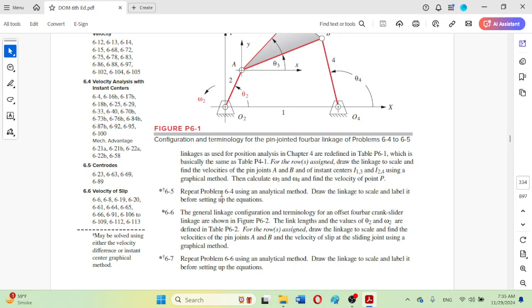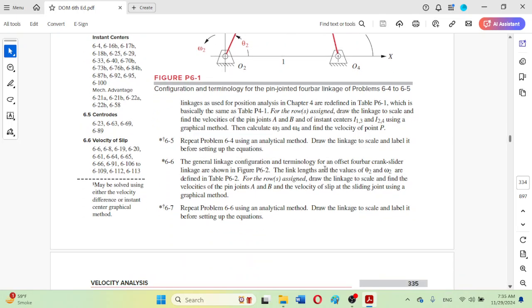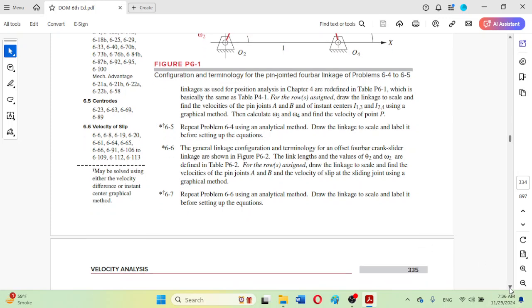After that, problem 6-5 states to repeat the problem 6-4 using the analytical method. So this is already covered in chapter number 4, so leave this problem 6-5. So the first problem that you will be solving is 6-4, and after that problem number 6-6, that states the general linkage configuration terminology for an offset 4-bar crank slider. So problem 6-6 will also be solved by the students.